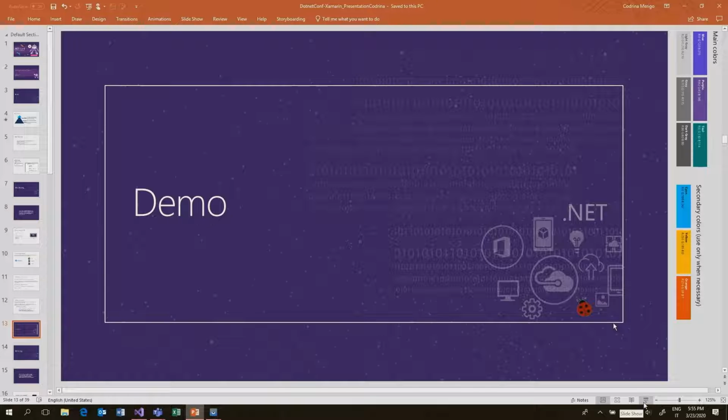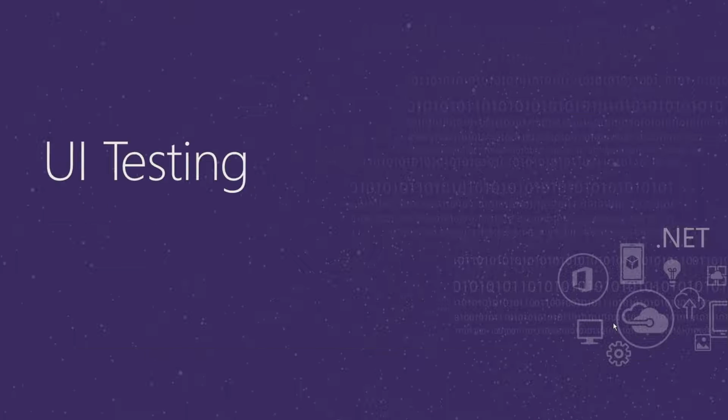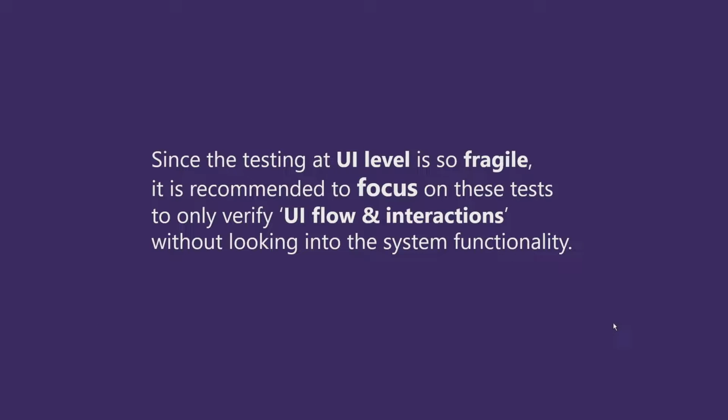Let's go back to the presentation, and we will speak now about the UI testing. And the UI testing is a very fragile level. So in order to UI test your application, you should only focus on the UI flow and interactions, because if you've done everything, as I was saying at the beginning, your system functionalities and your service functionalities have been tested in the unit test part.